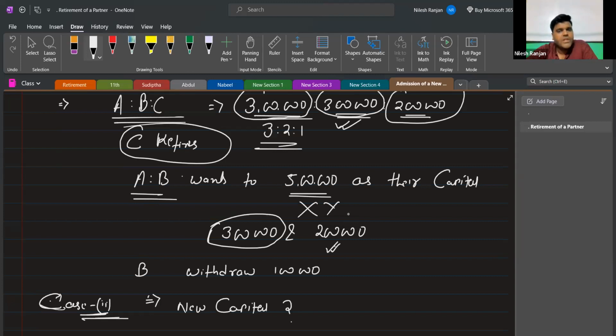6 lakh. Very good. And what will be the new capital of A and B? 4 lakh and 2 lakh, because the ratio is 3:2. So it's not into 3:2. I don't know about the new capital.